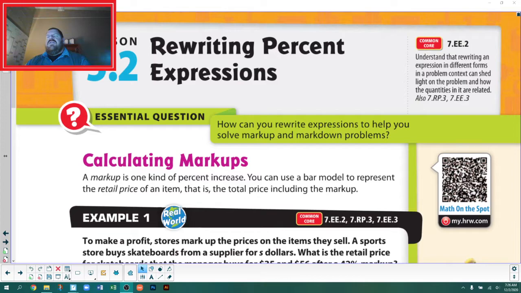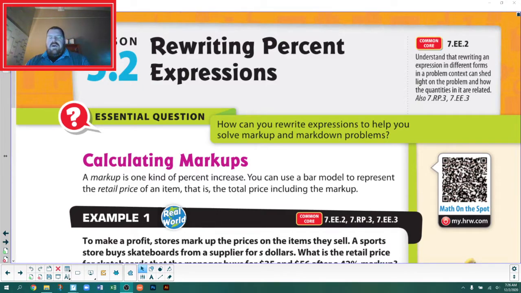This is going to be very similar to the last thing that we did in the first section, but we're going to give it a little bit more context and try to make it more applicable, so you see where it actually happens in the real world. The essential question today is how can you rewrite expressions to help you solve markup and markdown problems?